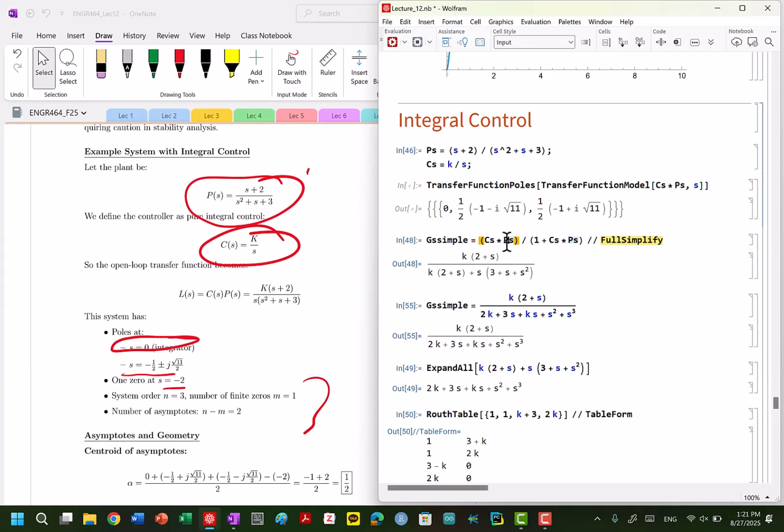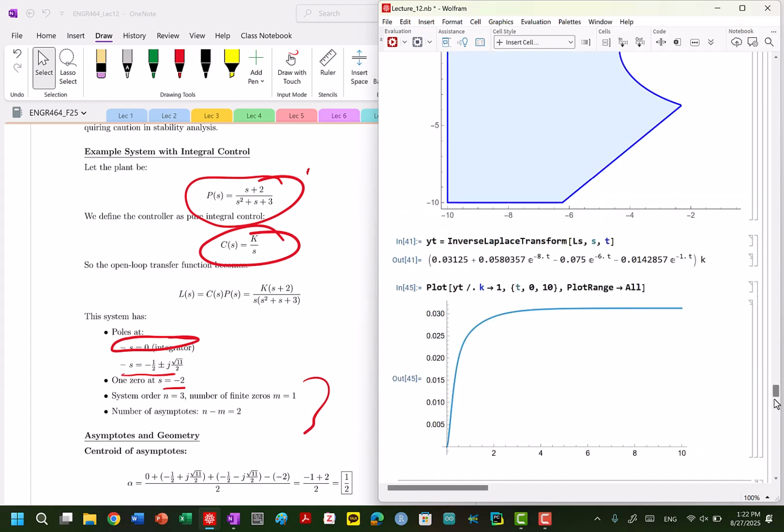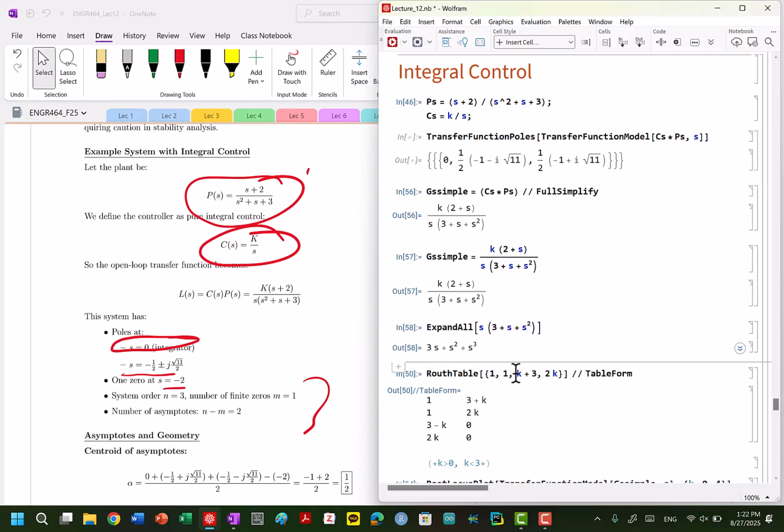So our GS simple will just be CS times P of S. I always think about closed loop, but open loop gives us a little bit nicer and easier tools to work with. And then I want to expand all here. And then I think this is going to give us a different answer and response. So exactly. So now we're going to see, oops. And that's why it's always good to double check and visualize this, right? You can see what's happening. So I'm going to go 1.